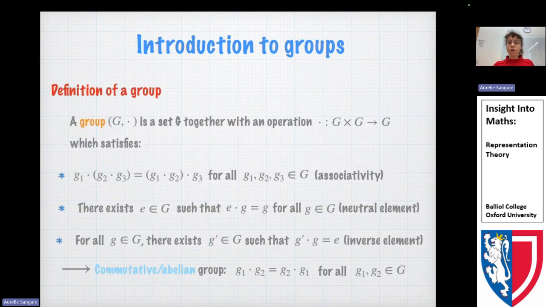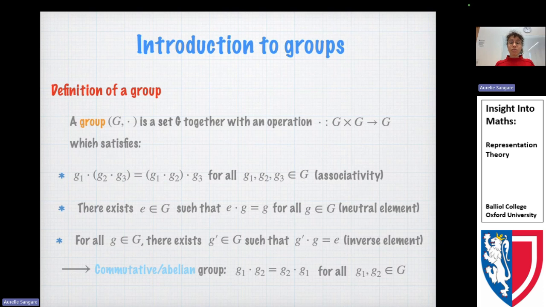We need to verify that the three axioms on this slide are satisfied. For the first axiom, addition on the integers is indeed associative, because if you have three integers and add them, then it doesn't matter if you first add the first two, or if you first add the second and the third, you get the same result in the end. So addition of the integers is associative.